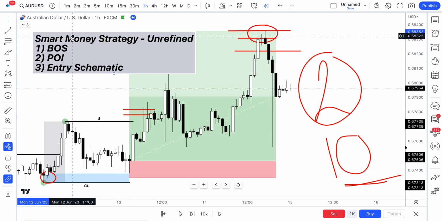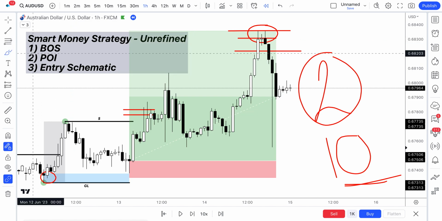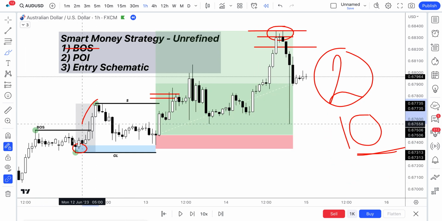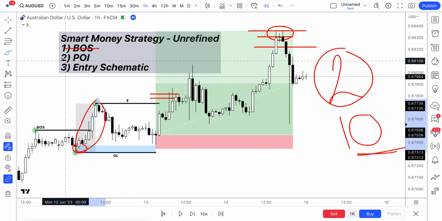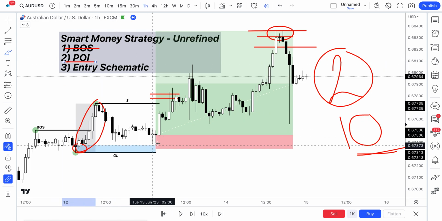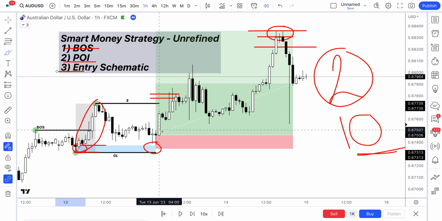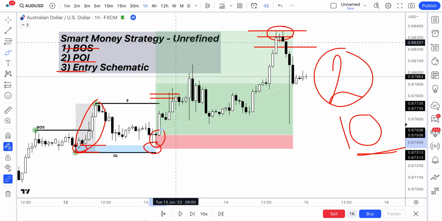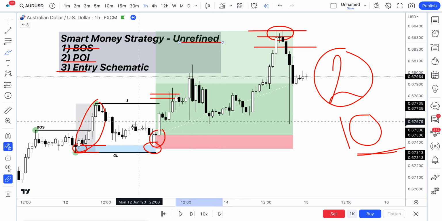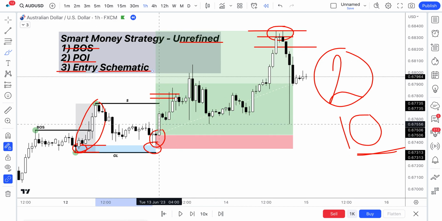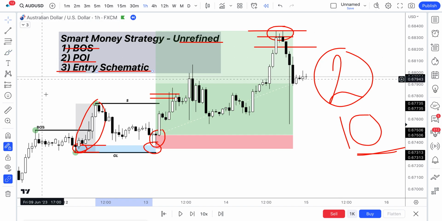So just to recap everything there, guys, we've got number 1, which is a break of structure. That is this here, the break of structure, so a strong break there. Number 2, our POI, our point of interest, that's this area here, the last down candle before the up move. And then number 3 is our entry schematic, which is the rejection, because this is the unrefined strategy here. Okay, so it's the rejection out of that area, and then that's our entry schematic, entry confirmation. Then we're triggering that trade, and then look to ride the trend.